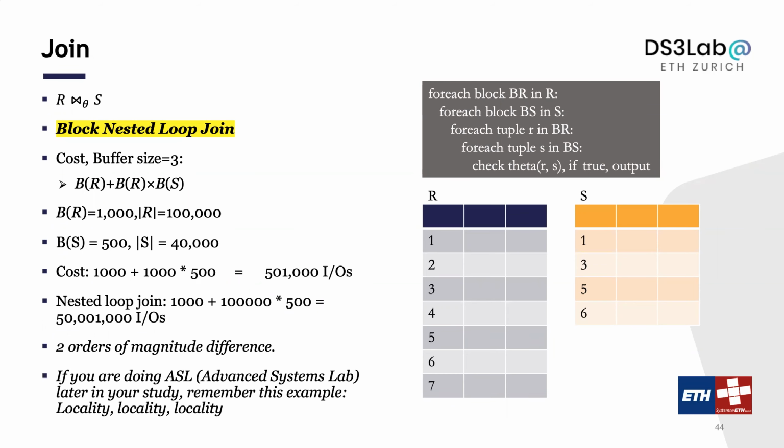So later down the road, if you are going to take the advanced systems lab, this is a very popular optimization you are going to see everywhere. Essentially, it tries to take advantage of the locality of data access to really make things faster.